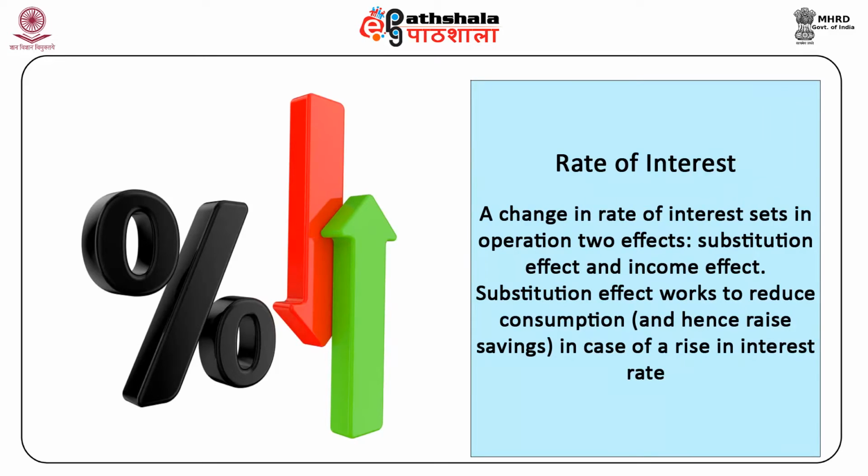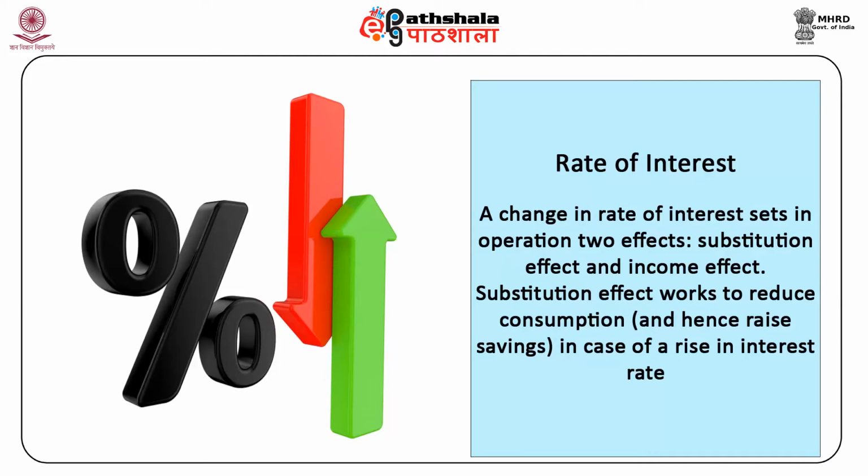Rate of interest. A change in the rate of interest sets in operation two effects: the substitution effect and the income effect. Substitution effect works to reduce consumption and hence raise savings in case of a rise in interest rate. A higher rate of interest results in less spending on items purchased on credit, such as automobiles or consumer durables such as washing machines, refrigerators, etc. But the income effect due to rise in interest income works to increase consumption and hence reduces savings. The actual impact of the change in interest rate on consumption will depend upon the relative strengths of the substitution as well as the income effect.